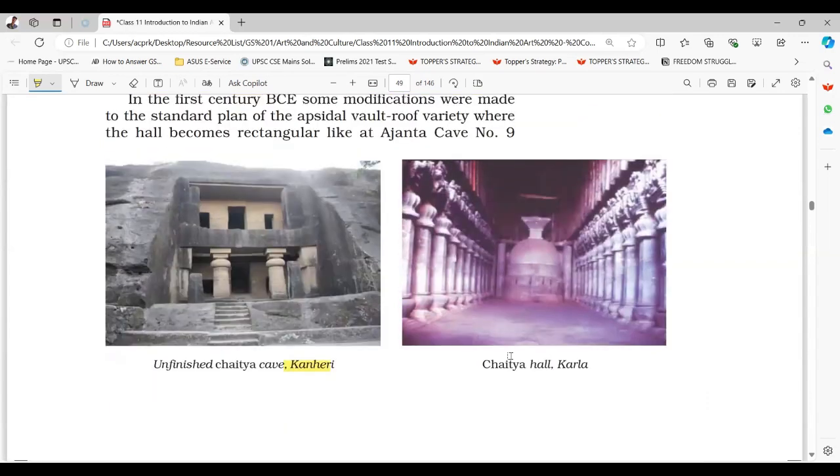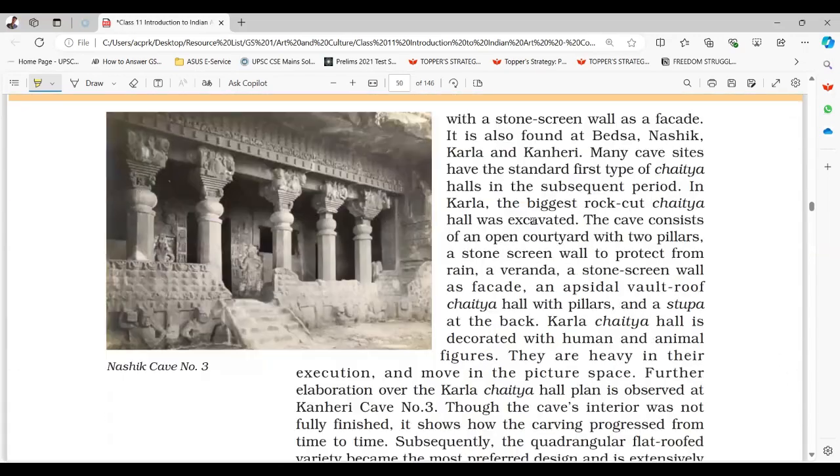Okay, this is a Chaitya hall found at Karla. It is also found at Bedsa, Nasik, Karla and Kanheri. Nasik cave number 3 is depicted here. Many cave sites have the standard first type of Chaitya halls in the subsequent period.